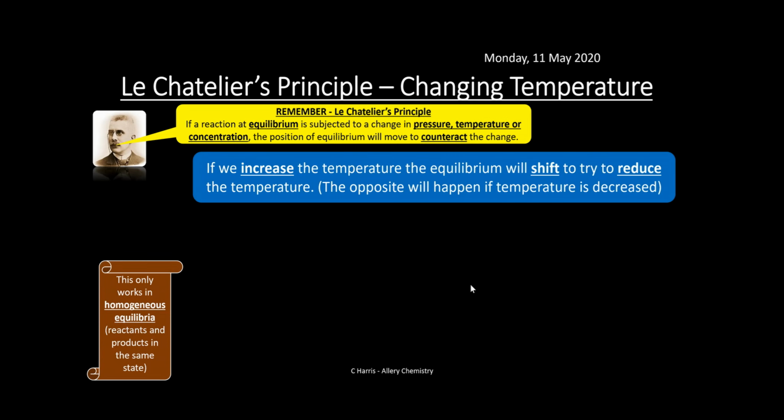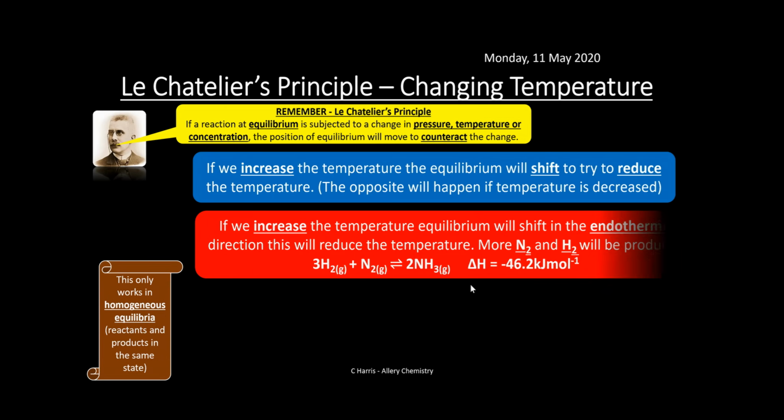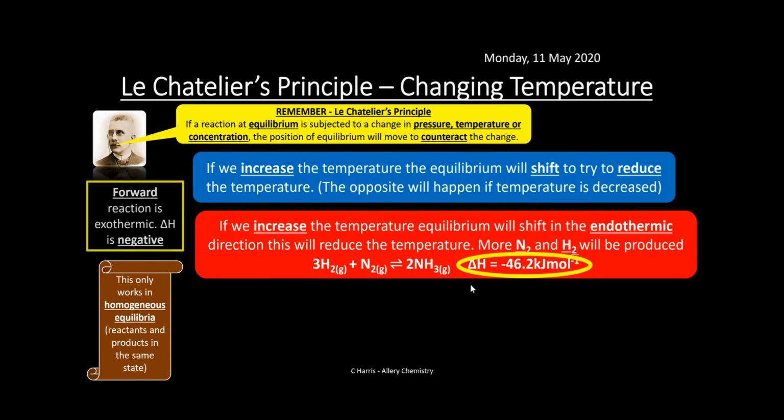Okay, and let's look at increasing temperature. Let's have a look at what effect temperature would have. If we increase the temperature, the equilibrium will shift to try and reduce the temperature, and the opposite will happen if the temperature is decreased. Again, this only happens in homogeneous equilibria. For this one, we've got to look at the enthalpy change for the reaction. If we increase the temperature of equilibrium, equilibrium will shift in the endothermic direction to reduce the temperature, so more nitrogen and hydrogen will be produced.